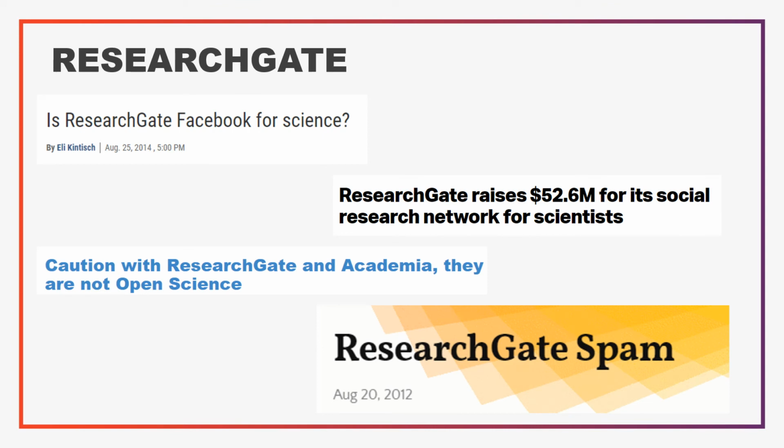ResearchGate is a similar platform, and again this has been met with mixed reactions. What's important to remember is that both Academia.edu and ResearchGate are ultimately businesses. That doesn't mean they shouldn't be used, but keep this in mind.